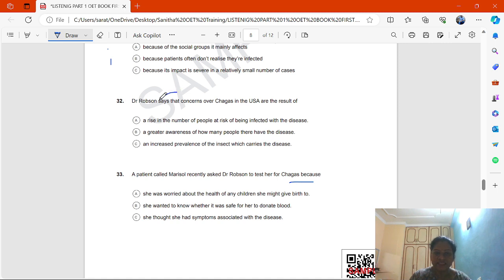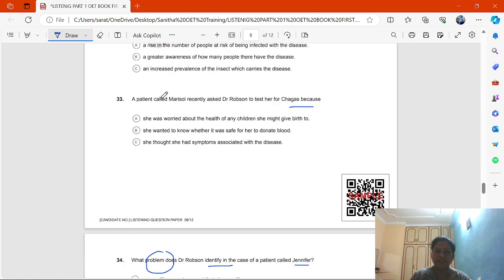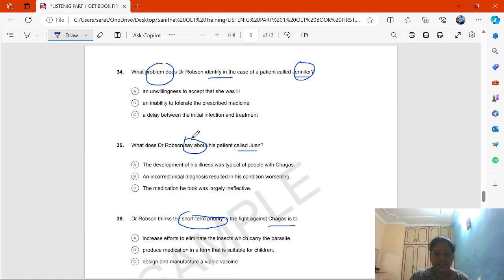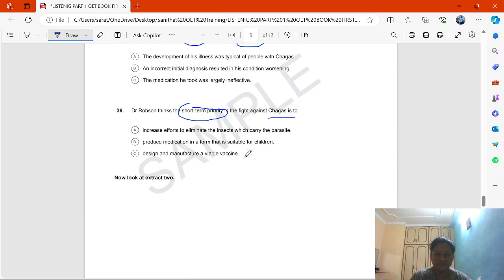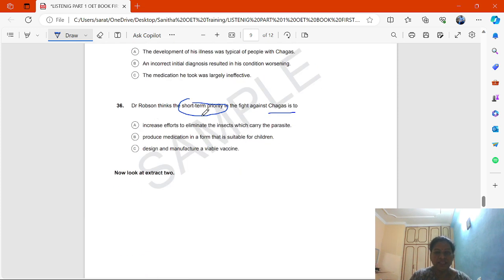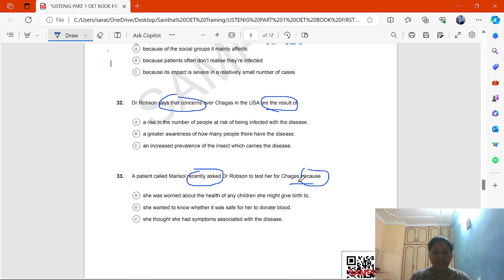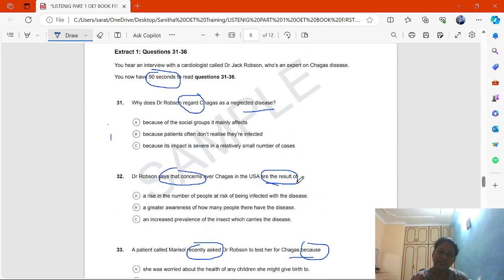This is the second. A patient, a magistrate, recently asked Dr. Robson to test the Chagas case. And here, what problem does the doctor identify in the case of Jennifer? What does the doctor say about a patient called Juan? What would Dr. Robson think is the short-term priority in the fight against Chagas? These are the keywords. You have to underline the keywords within the 20-second period.